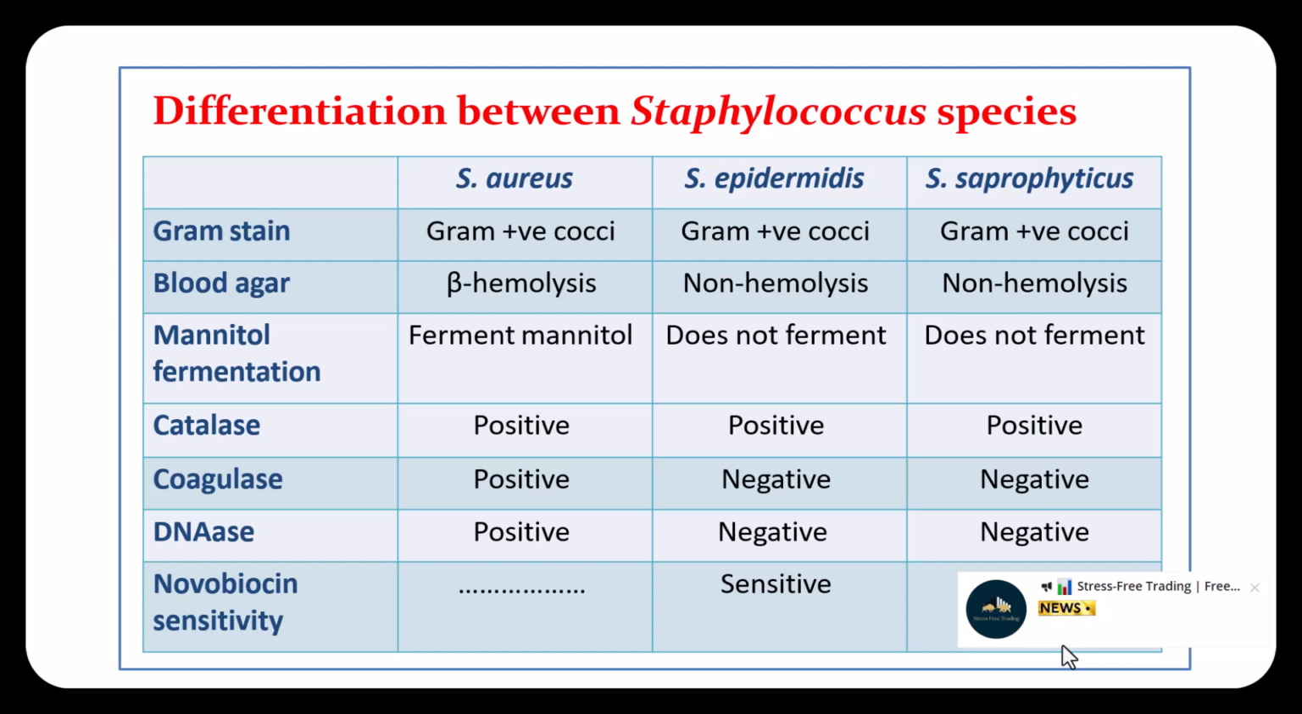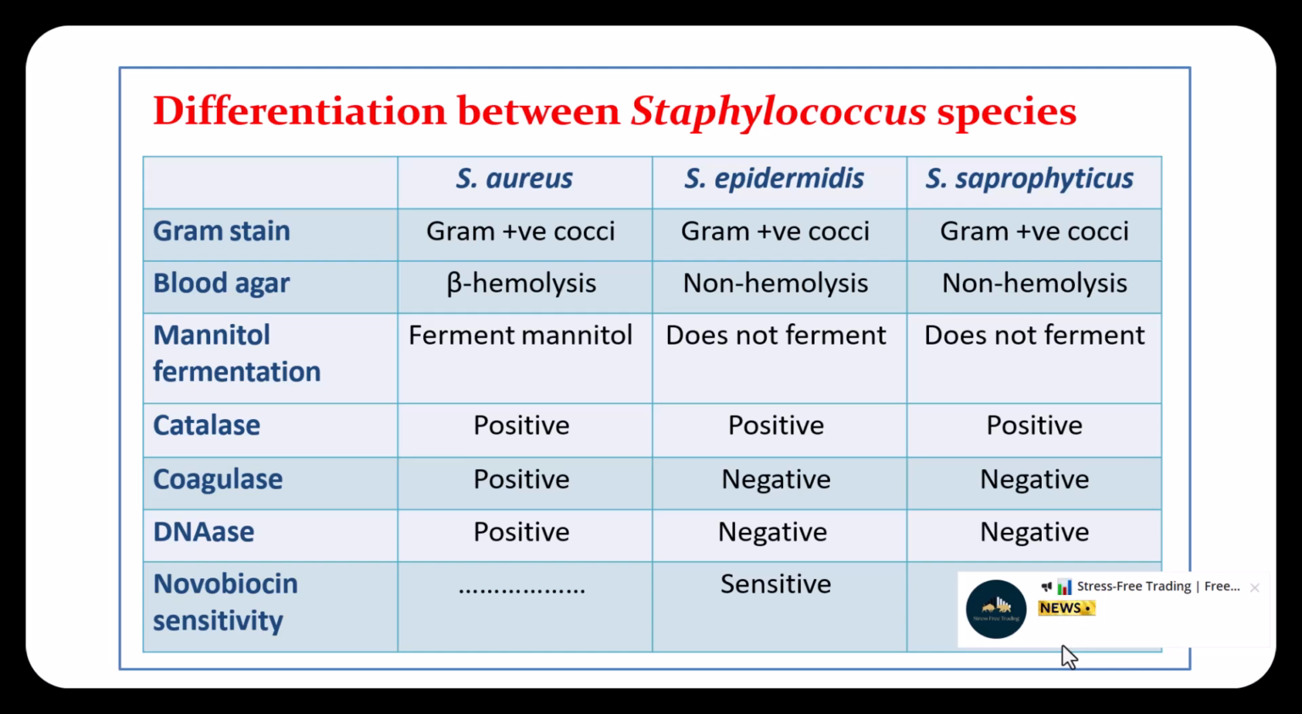And on mannitol, Staph aureus can ferment the mannitol and produce yellow colonies, while the others don't ferment the mannitol on a mannitol solid agar. And the three species have the catalase enzyme. It means all species of the Staphylococci have the catalase enzyme, and we can differentiate between Staph and Strep by doing the catalase test.